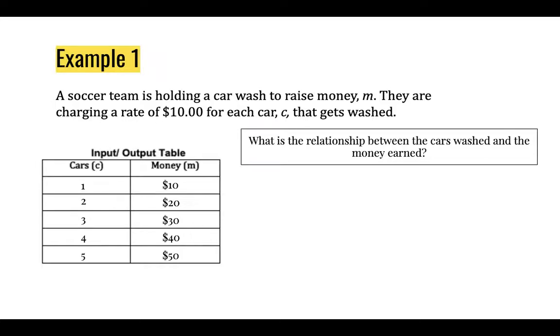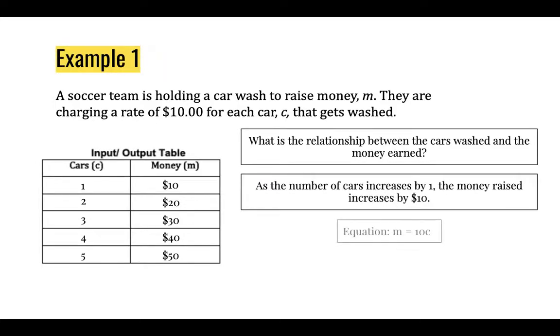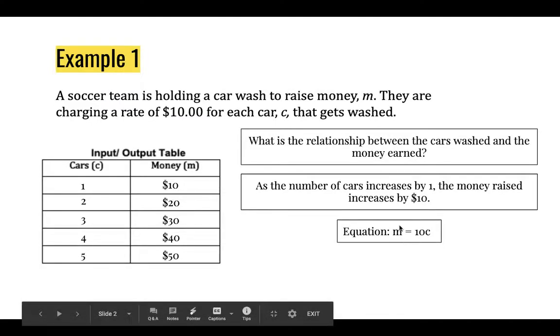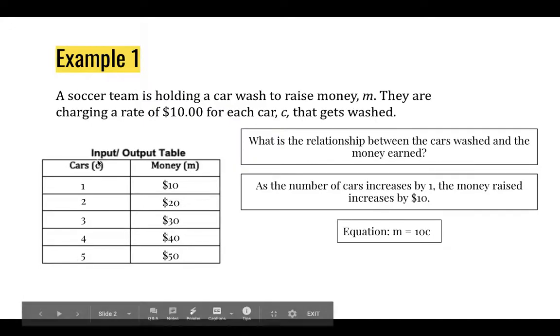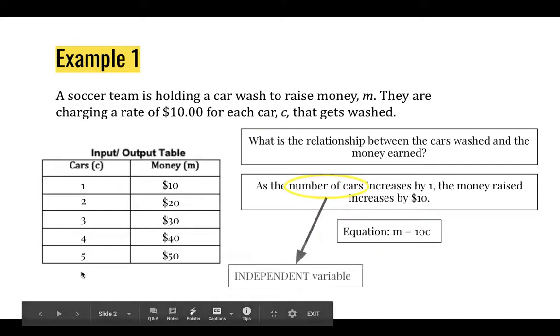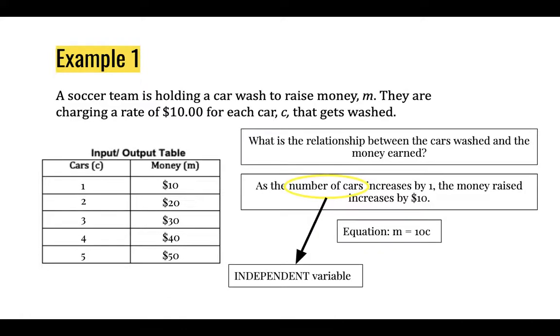So I can represent this with an equation. The money, M, is equal to 10 times the number of cars, right? So if I have 3 cars, I can multiply that by 10 and I get $30. In this situation, the number of cars is the value that we get to control. We get to determine how many cars are being washed. Because we have control over this, we call it the independent variable.